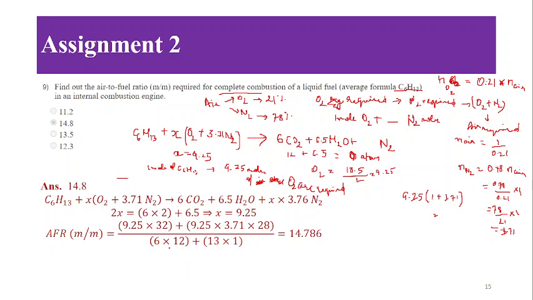How you get that is by multiplying the molecular weights: 6 atoms of carbon are there, so 6 into 12, and 13 atoms of hydrogen are there, 13 into 1. So you divide this and you get 14.786, which is equivalent to 14.8 here. The correct answer here is the second option, 14.8.